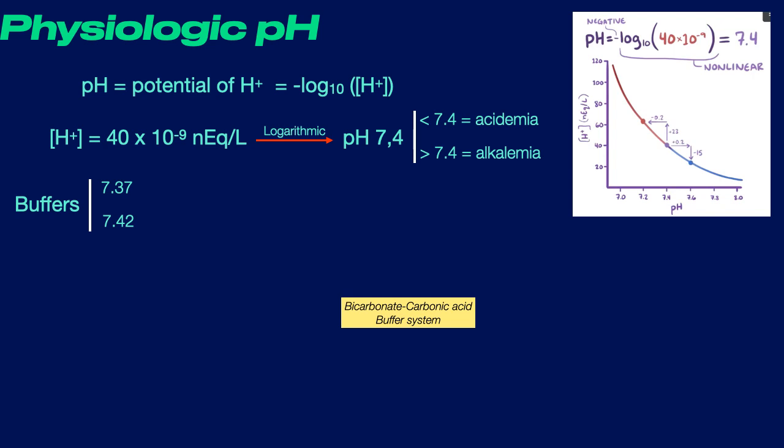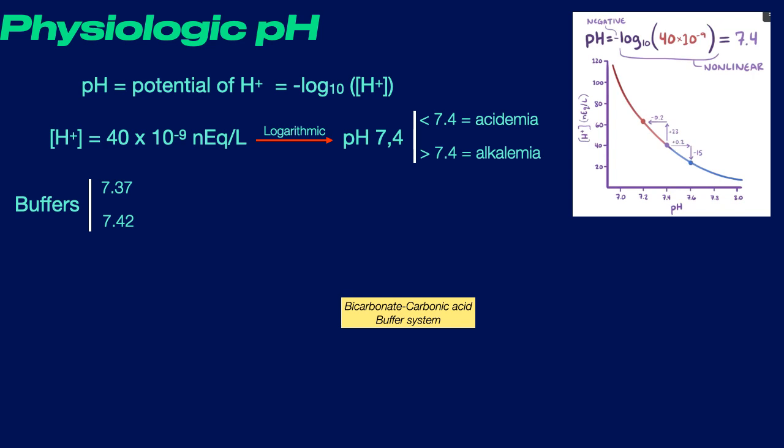So due to this logarithmic relationship, a change in pH in the acidic range, pH less than 7.4, will show a larger change in hydrogen concentrations than if the same change occurred in pH in the alkaline range, that is, when pH is above 7.4.